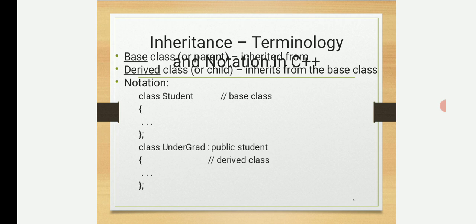Now I would like to derive this class into another class, that is called a derived class or child class or subclass. Here I have created one more class, class undergrad. Here class is a keyword, undergrad is the subclass name. After that I am using the inheritance concept. For that we have to put a colon and then give the access specifier. We have three types of access specifiers: private, public and protected.